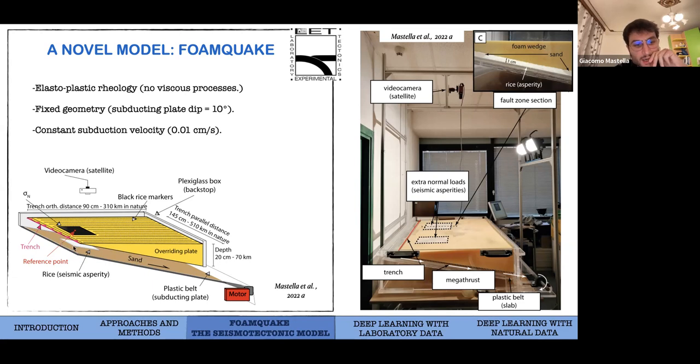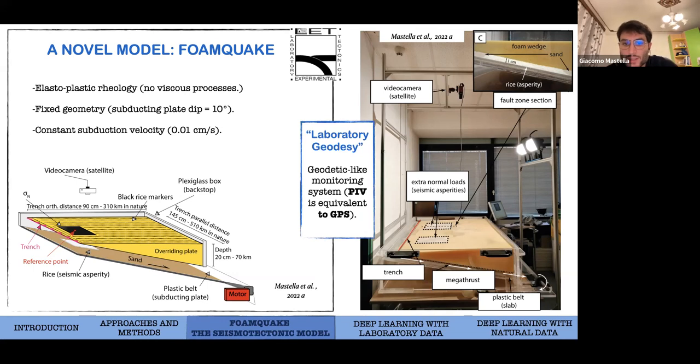Why did we use the rice and the sand as analog materials? Because the rice, in the context of rate and state framework, is a velocity weakening material, which means that within the rice we can nucleate frictional instabilities. While all around the sand instead is a velocity neutral material, which means that within the sand, no frictional instabilities can nucleate. So what occurs in the model is that due to a continuous kinematic loading at the wedge base, FOAMQUAKE experiences quasi-periodic cycles of stress accumulation and rapid stress drops through the spontaneous nucleation of frictional instabilities.